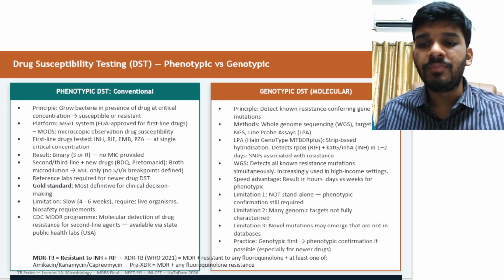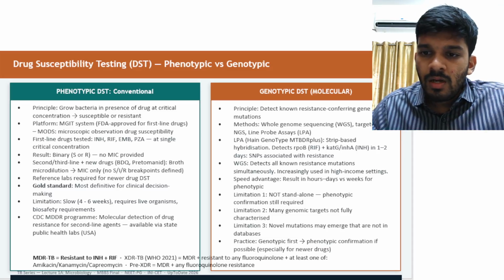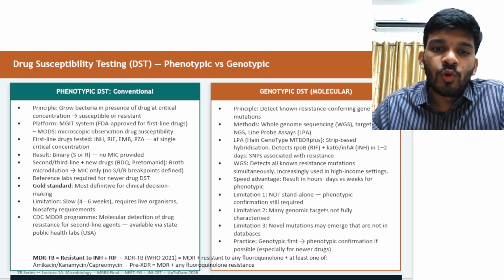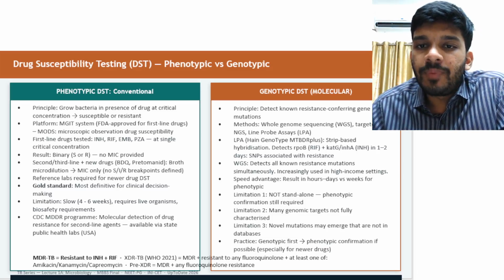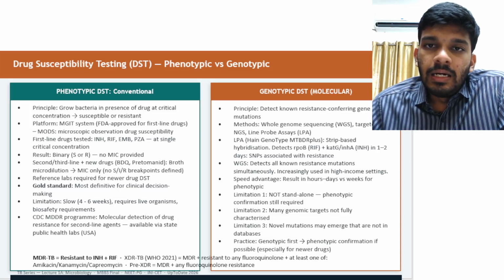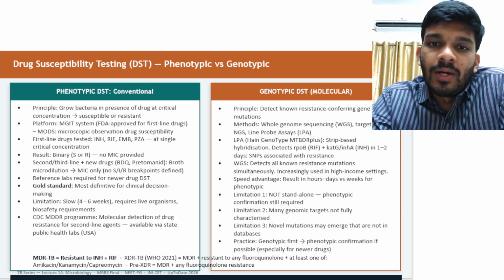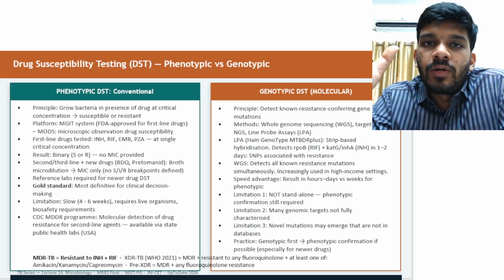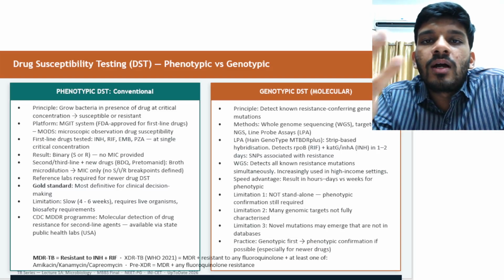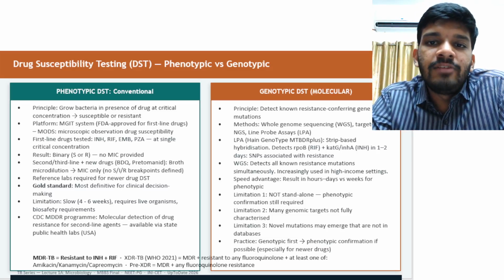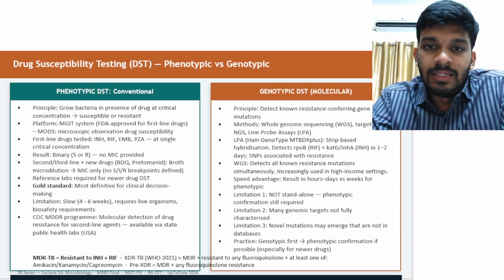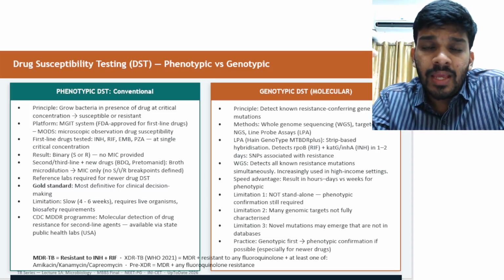Now coming to drug susceptibility testing. Drug susceptibility testing is of two types. There is phenotypic drug susceptibility testing and there is genotypic drug susceptibility testing. The phenotypic one is the conventional one. There, the method is simple: you try to grow the organism on a culture plate. When you add a certain antimicrobial to it, if it grows, it is resistant. If it doesn't grow, it is sensitive. That is phenotypic drug susceptibility testing.